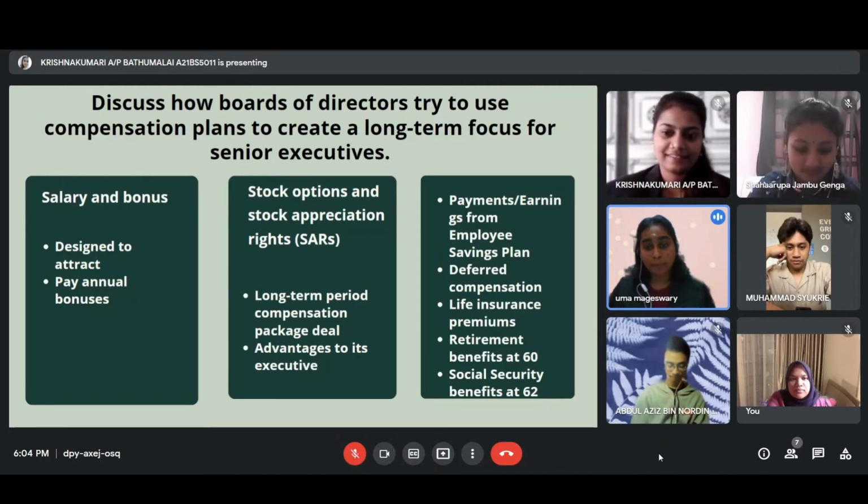GE pays salaries that are designed to attract and retain superior leaders and pays an annual bonus to reward exceptional performance. For example, General Electric paid a salary for ongoing performance through the year and paid a bonus in February based on the prior year performance of each executive.